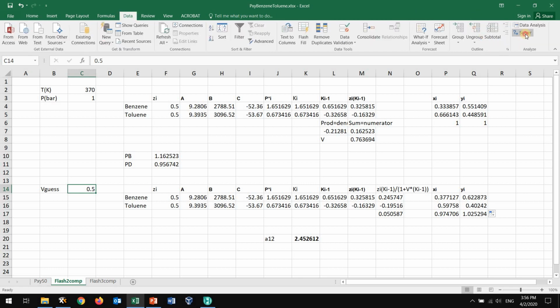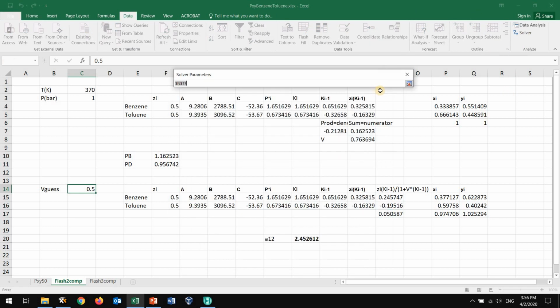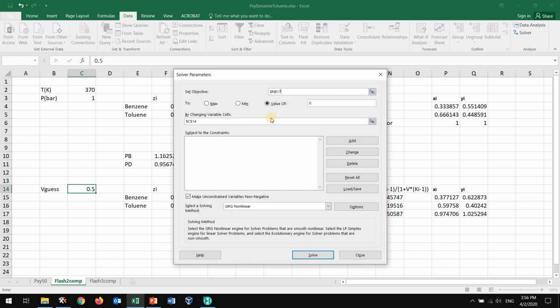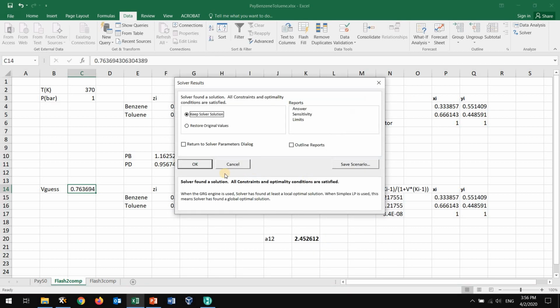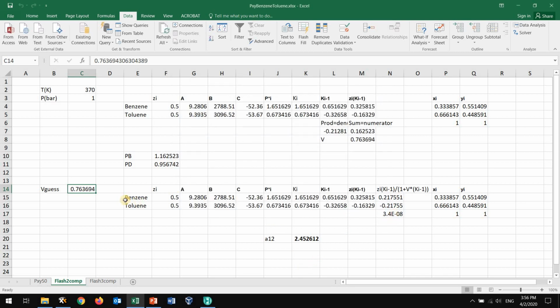If I go to Data in Excel and Solver, I can define my target or set objective. My objective should be that this summation, which is the Rachford-Rice equation, is zero by default. So I'm going to tell Excel, the Solver in Excel, the value of zero. How am I going to change this value? By changing the vapor fraction here, and I'm going to tell Excel to solve. Notice now our vapor fraction, whether using the simplification that we told you before or the iterative method using Excel's Solver, are almost the same. So this is one way of solving things.